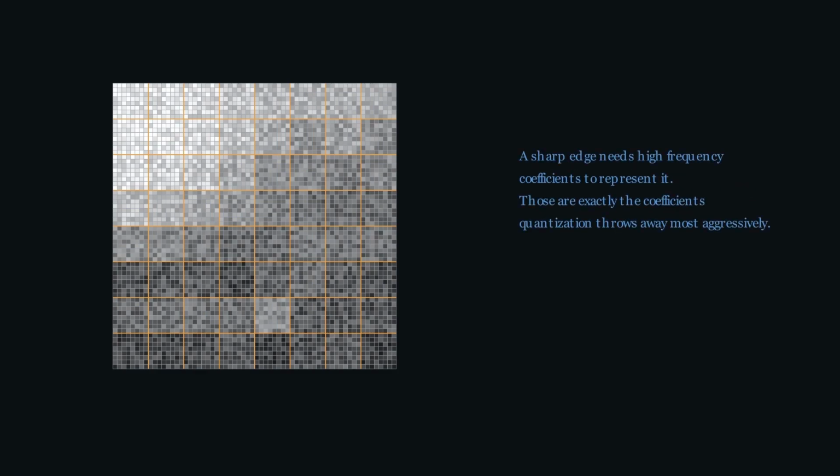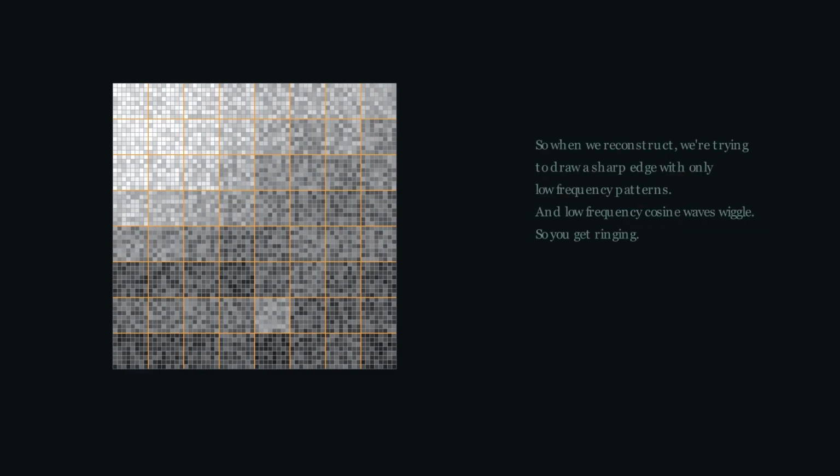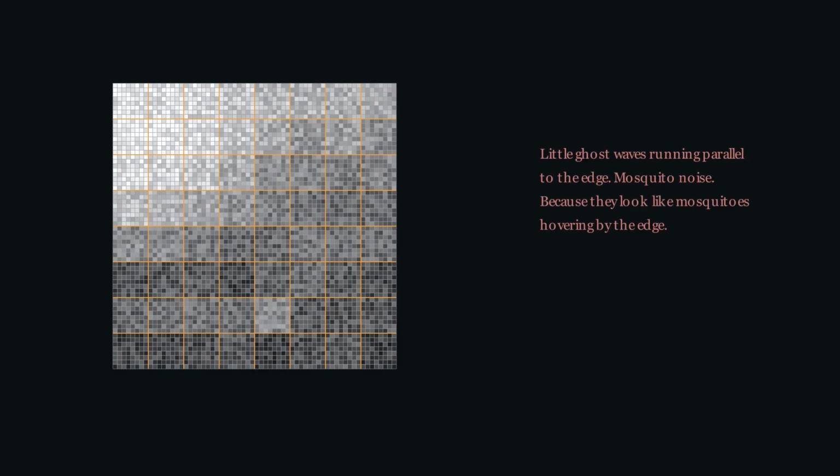And the halos around edges, those come from this. A sharp edge needs high frequency coefficients to represent it. Those are exactly the coefficients quantization throws away most aggressively, so when we reconstruct, we're trying to draw a sharp edge with only low frequency patterns, and low frequency cosine waves wiggle, so you get ringing. Little ghost waves running parallel to the edge. They have a name, mosquito noise, because they look like mosquitoes hovering by the edge.